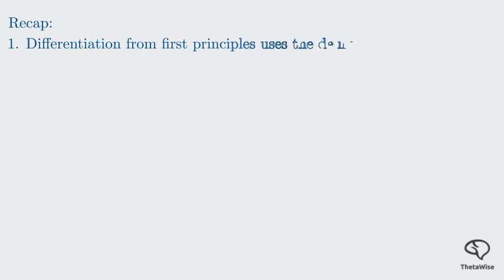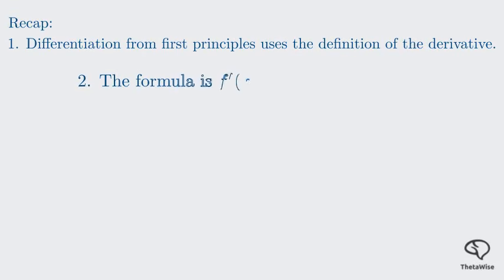Let's quickly recap what we've learned today. We started with the core concept of differentiation from first principles, which is derived from the geometric definition of the derivative as the slope of the tangent line. We used this formal definition. f prime of x is the limit as h approaches 0 of the difference quotient. We also learned a systematic 4-step process to solve these problems.